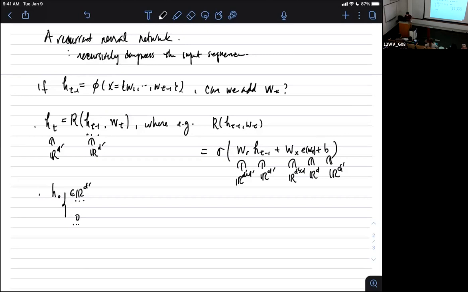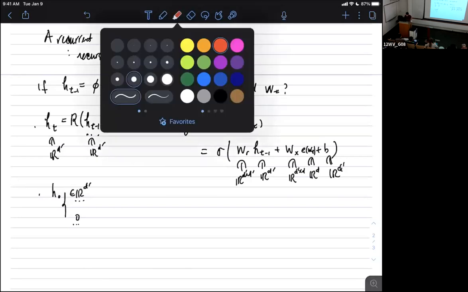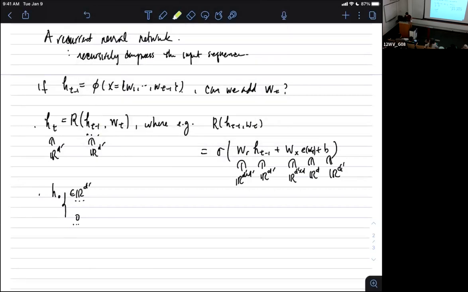So let's just look at a few parameters here. What are the parameters we have? We have WR, we have WX, we have the embedding. Embeddings are all parameters, and then B. Then what you notice is that the same set of parameters, WR, WX, embedding, and B, are used over and over for every location, right? So this is how we induce some kind of translation invariance.